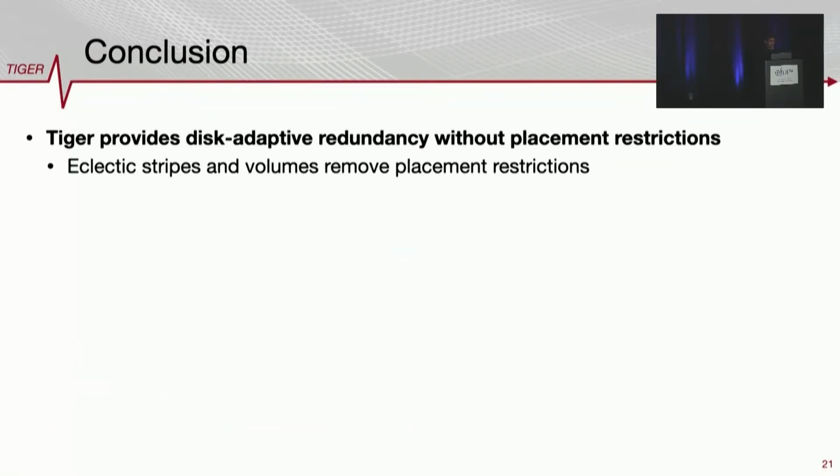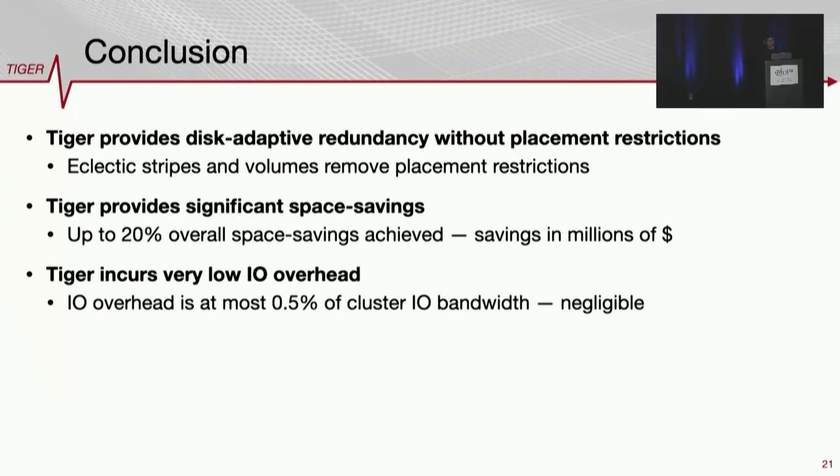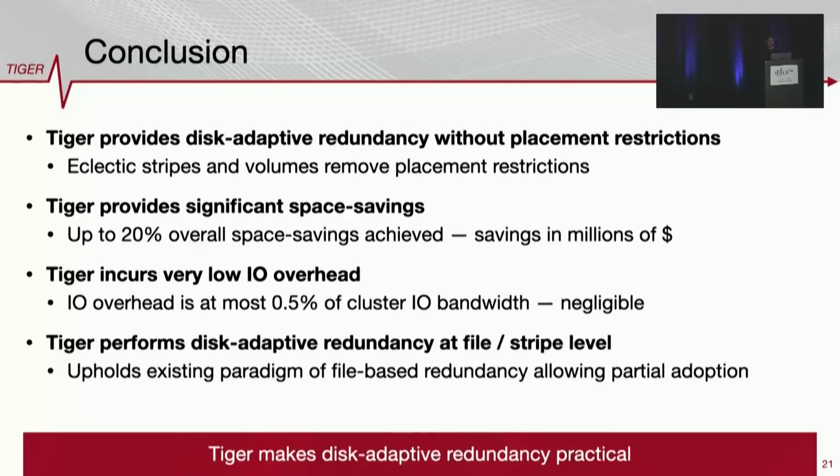So, in conclusion, Tiger provides disk adaptive redundancy without placement restrictions. It provides significant space savings, saving millions of dollars at very low I/O overhead, and it performs disk adaptive redundancy at the stripe or file level, which adheres to the current way in which redundancy is enforced. All in all, Tiger makes disk adaptive redundancy much more practical.